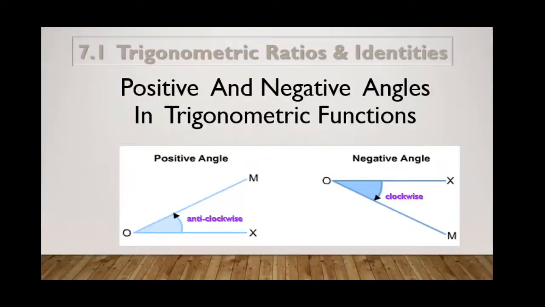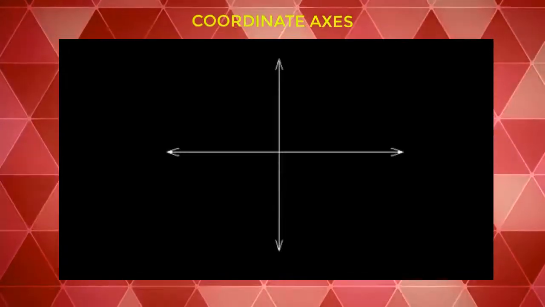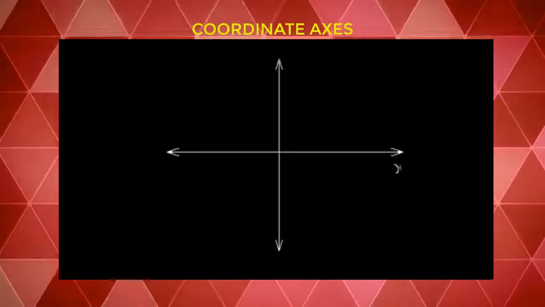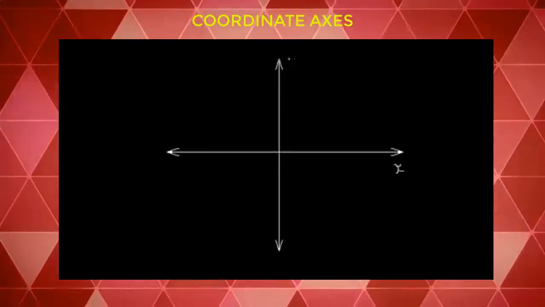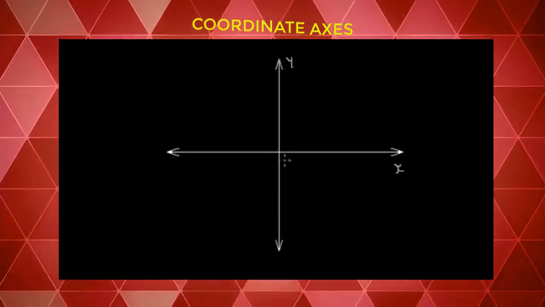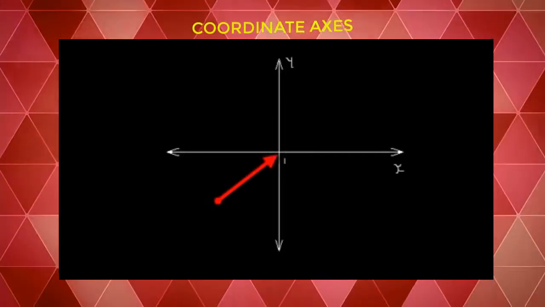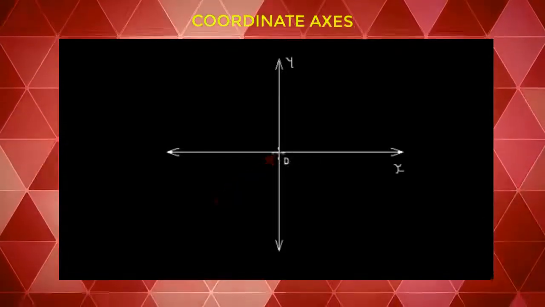In these videos, we are going to learn about the positive and negative angles which we use in trigonometric functions. So, what do you mean by positive angles and negative angles? To understand this, let me draw a few lines that we call the coordinate axis. The horizontal line is called the x coordinate and the vertical line is called the y coordinate. And the point of intersection of these two is called the origin.